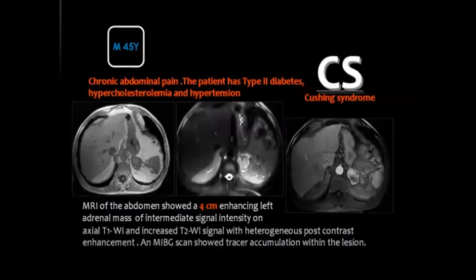This case is a 45 year old male with chronic abdominal pain. The patient has type 2 diabetes, hypercholesterolemia, and hypertension. The MRI of the abdomen shows a 4 cm enhancing left adrenal mass of indeterminate signal intensity on axial T1 weighted and increased T2 weighted signal intensity, with heterogeneous post-contrast enhancement.